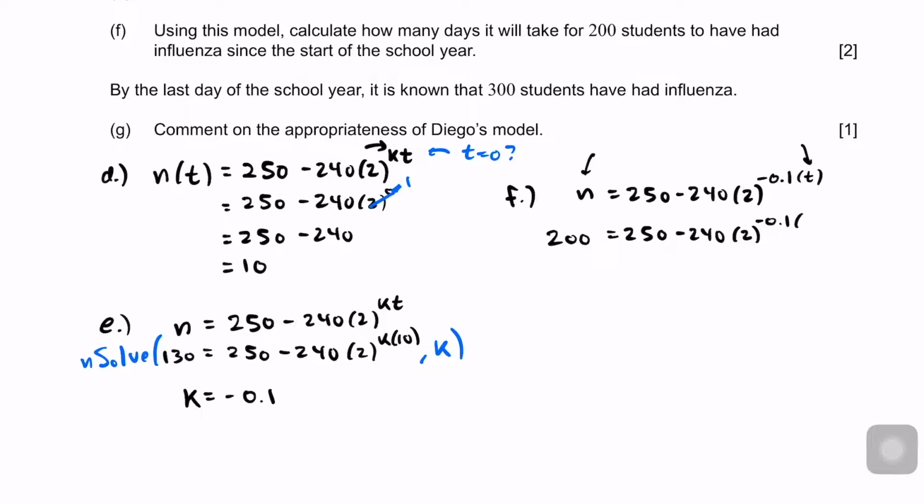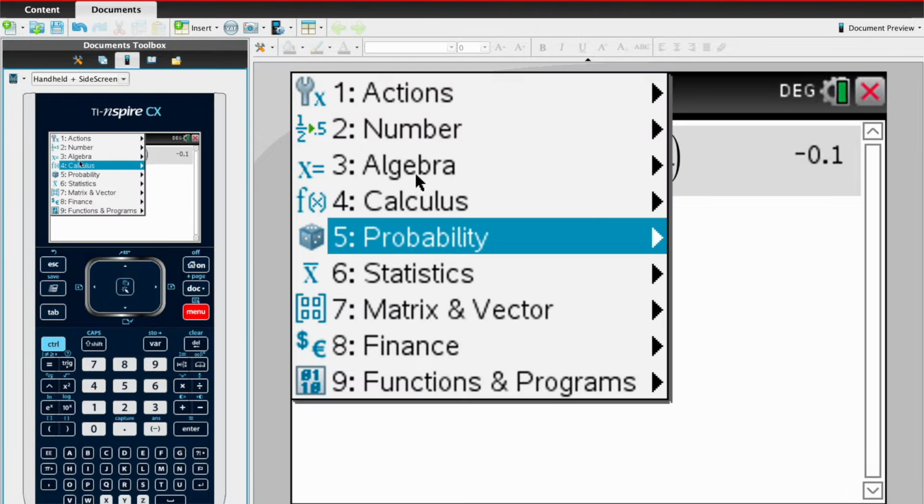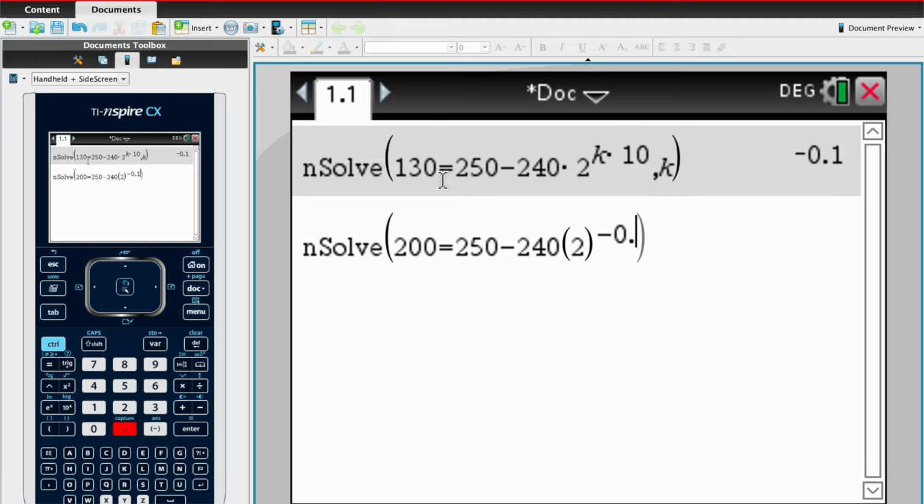Alright, so in order to make this true, what value does t need to be? Then we can go ahead and solve this once again. Okay, I'm going to go back to the calculator here. Menu, algebra, numerical solve. Oops, there we go. In this case, 200, that's our output. And we want to ask the question, what is the value of t required to make that true? I'm going to put a multiplication just because sometimes it doesn't work otherwise. Okay, this looks good.